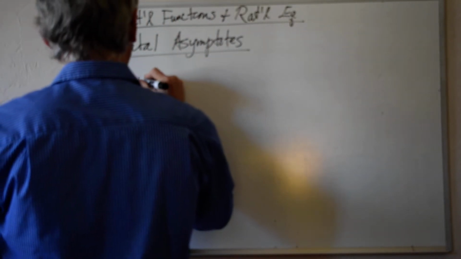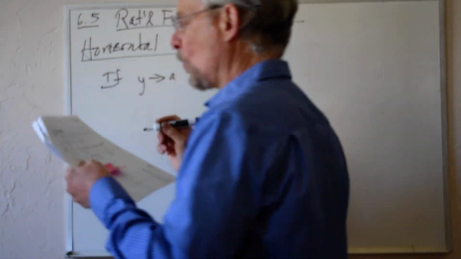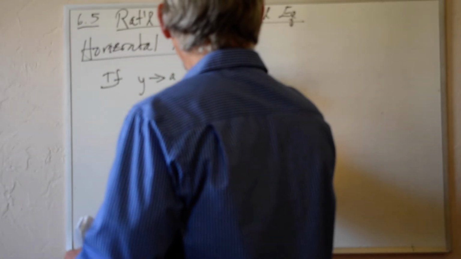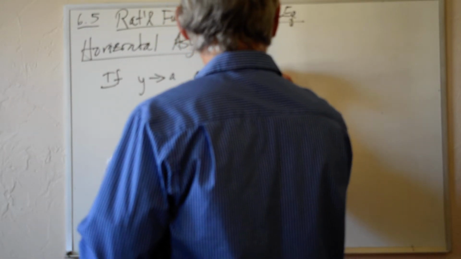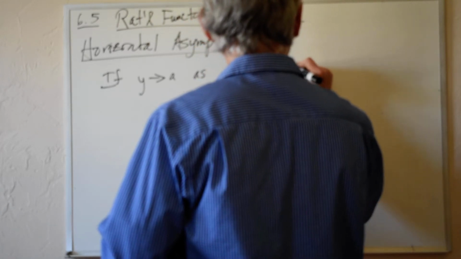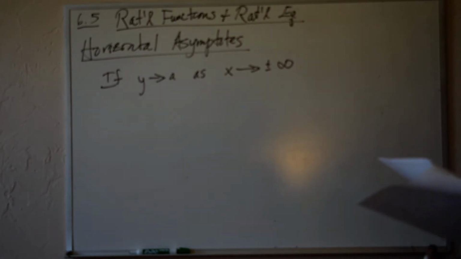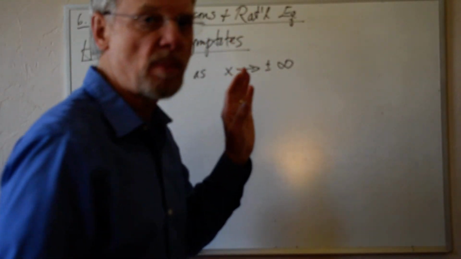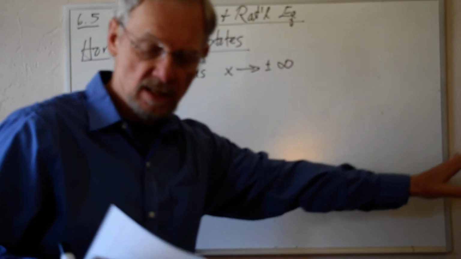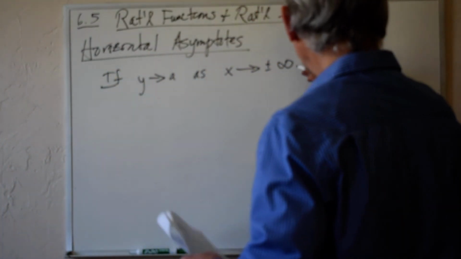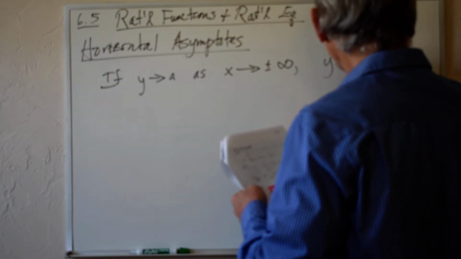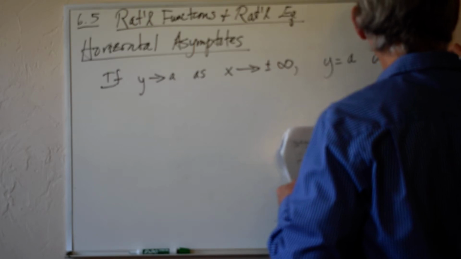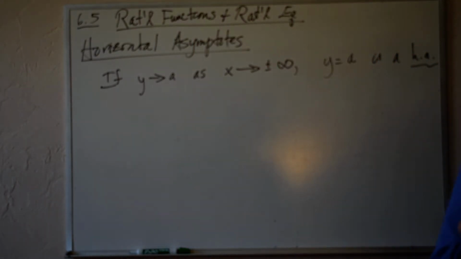If y approaches a number a, and I'll just use the arrow to indicate approaches, as x approaches infinity, either positive infinity or negative infinity, so that is to say, as x goes to negative infinity, we're looking to the left on our graph. As x goes to positive infinity, we're looking to the right on our graph. If this happens, then the line y equals a is a horizontal asymptote, abbreviated HA.